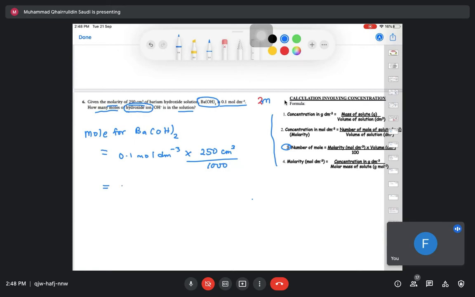Zero point 0.025 mole. Is this the answer? No, this is not the answer because this is the number of mole for barium hydroxide. In one molecule of barium hydroxide, you have 1 mole of barium ions and 2 mole of hydroxide ions. Nampak tak? Boleh faham yang ni?